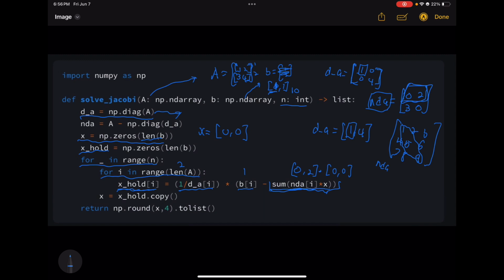Okay, moving on. Once we update each of the x holds, or each of the xi's, we update them officially, and then we go through the next iteration. And we keep on doing this until the number of iterations is done. And then we return our results. In this case, we round it to 4 just because on the website end, we just ask you guys to round it to 4 for simplicity reasons. Also, we make it into a list for simplicity reasons on the website end. But yeah, this is how you would solve a linear equation using the Jacobian method.